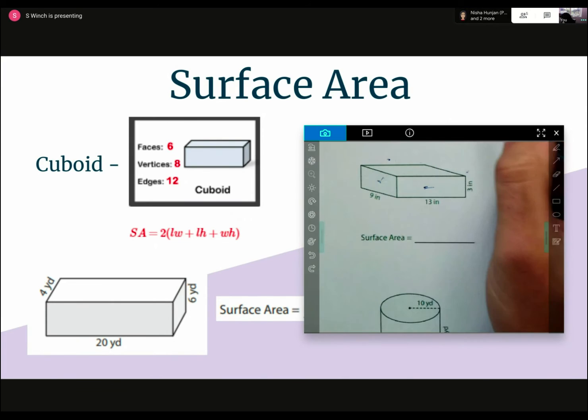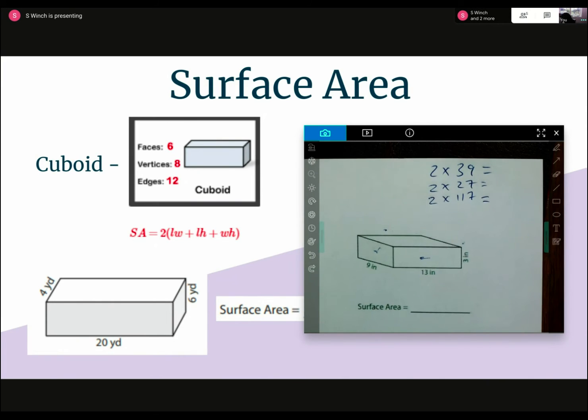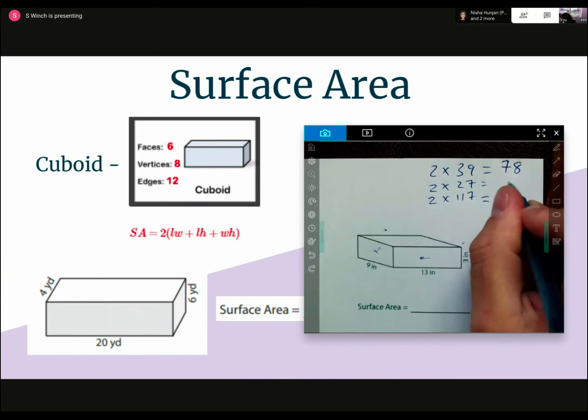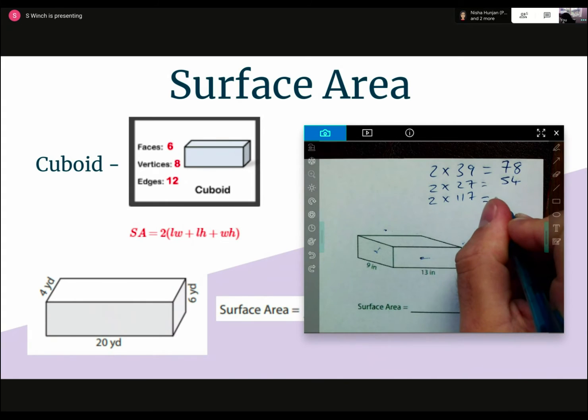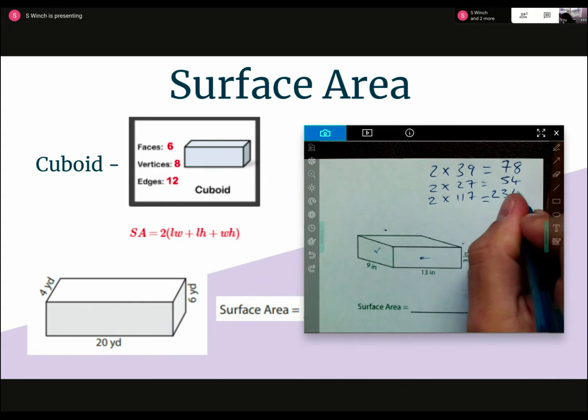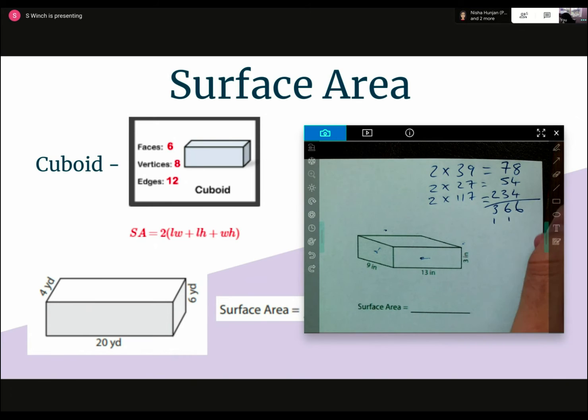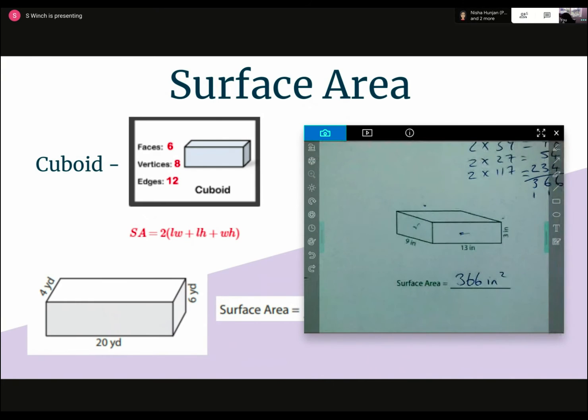And of course, if I look at adding them all up, there's the working out there. I've got 2 times 39, which of course gives me 78. And then I've got 2 lots of 27, which gives me 54, and 2 lots of 117, which gives me 234. Added all together, the total surface area for that cuboid would be 366 inches squared.